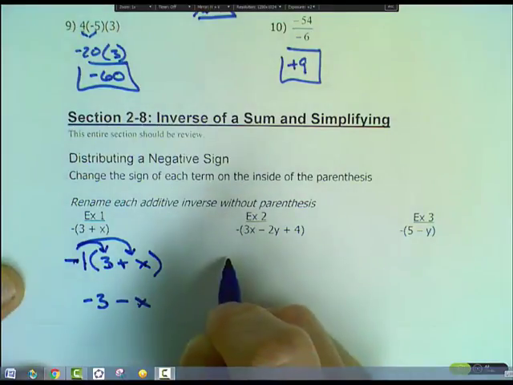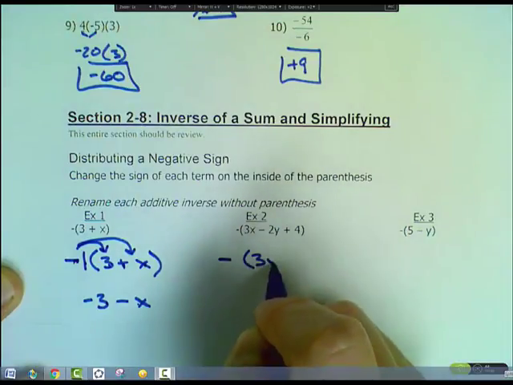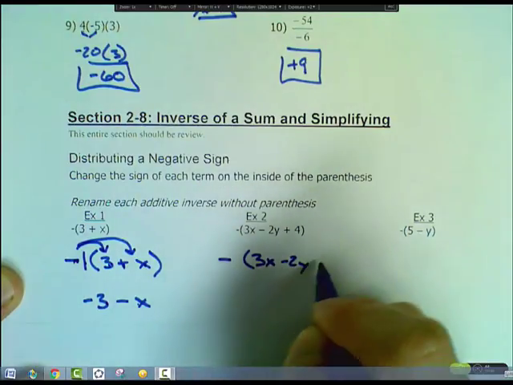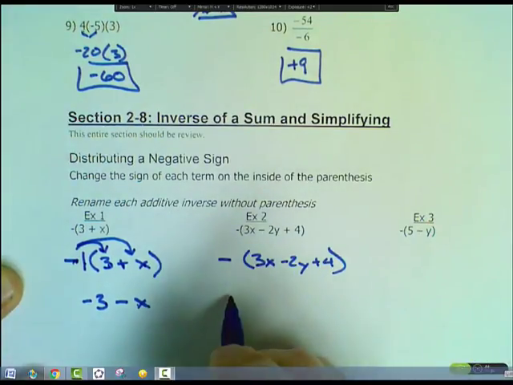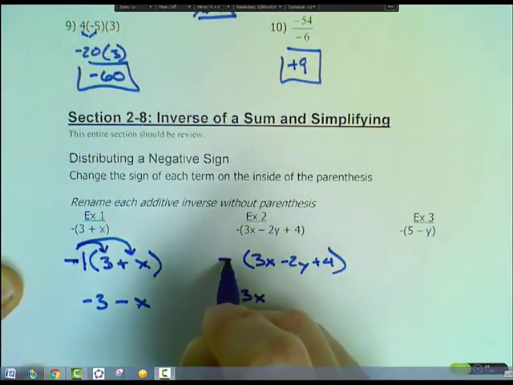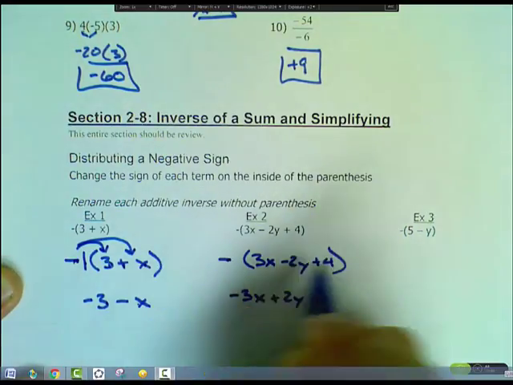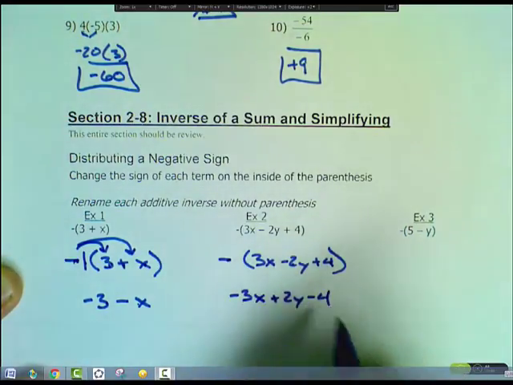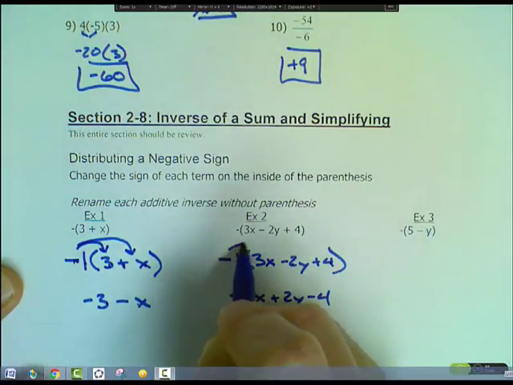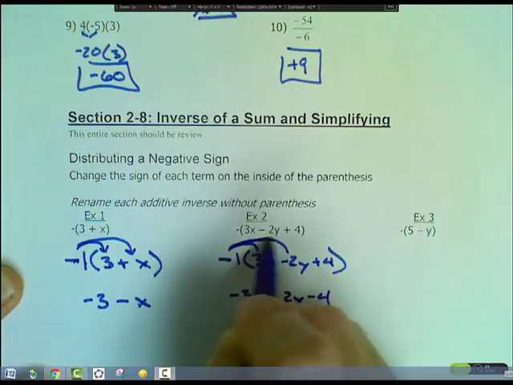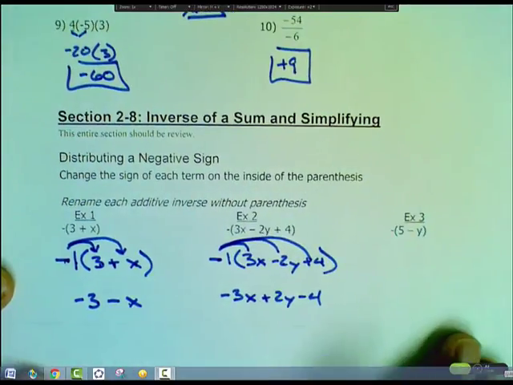Okay, so let's try this one. We're going to take the opposite of everything. So we have 3x minus 2y plus 4. So the opposite of 3x is negative 3x. The opposite of negative 2y is positive 2y. The opposite of positive 4 is negative 4. Again, Manu's method, the ghostly 1, so if you distribute or multiply by negative 1, it will change the sign of all the terms.